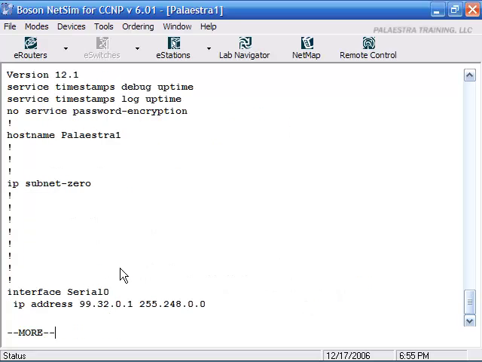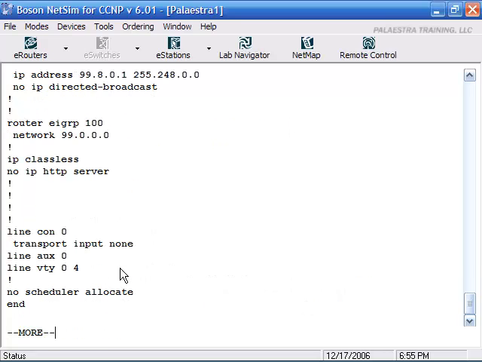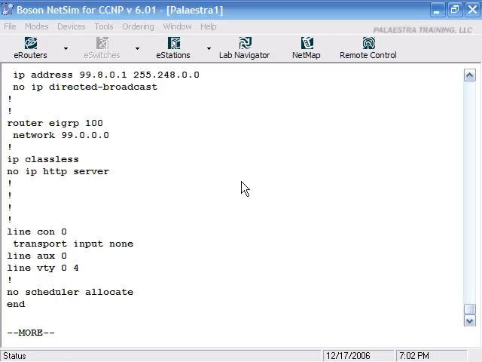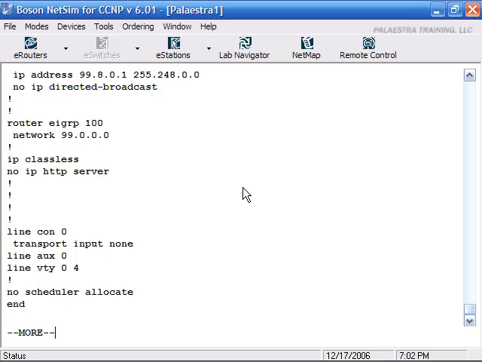I love show run for that. I can use show IP protocols, but as well, show run works great. I just look right here. Router EIGRP 100, network 99, and pay attention to these numbers. If they're not correct on both routers, they're not going to communicate. There are some EIGRP specific commands we can look at. Show IP route. If we had a huge routing table, I could just do EIGRP.